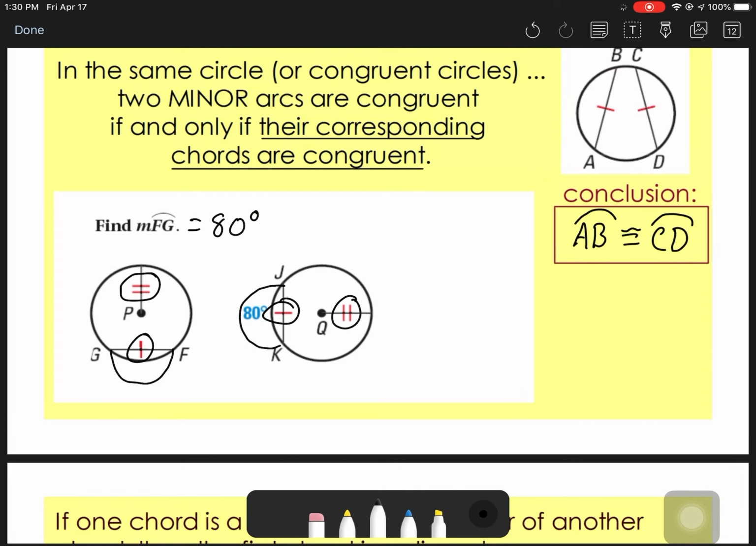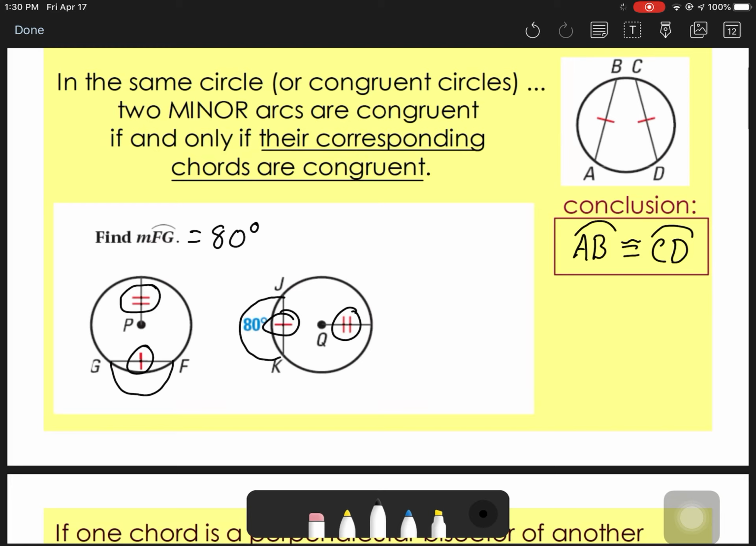There's a lot of relationships in this section where it's just if you know two things are congruent, then you know another set of two things are also congruent.